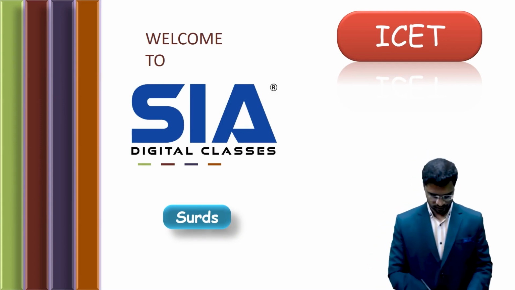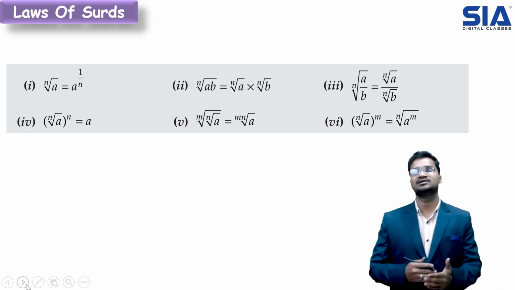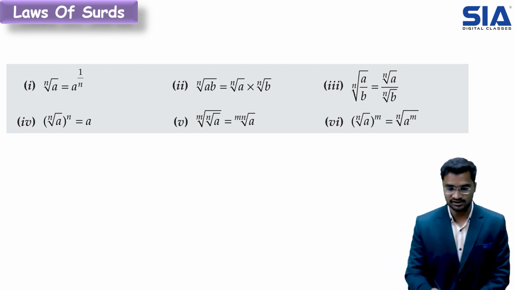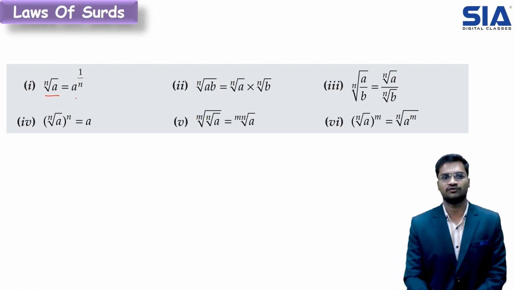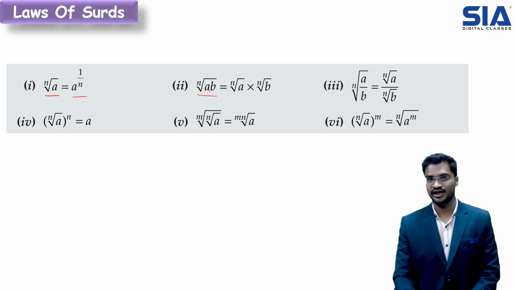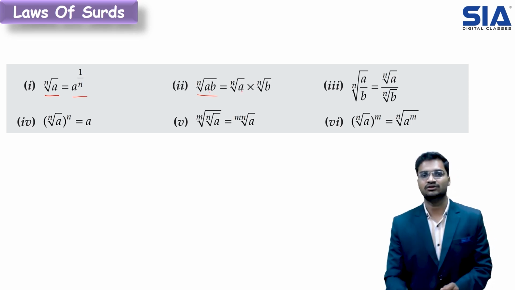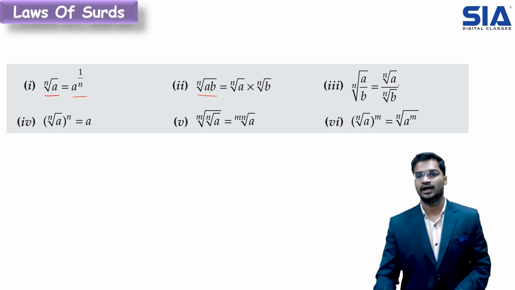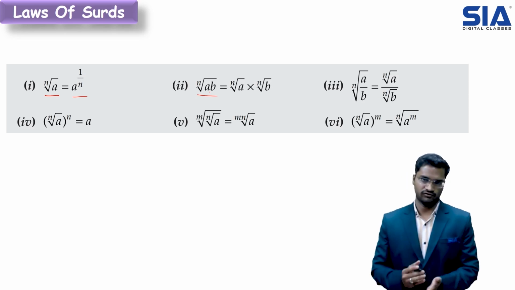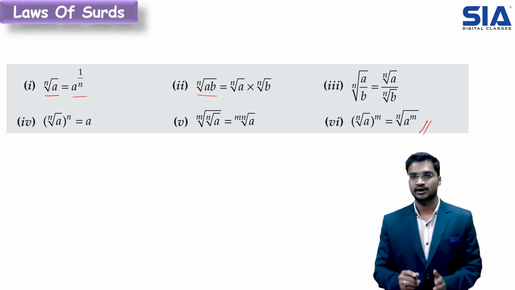So let us start. Basically there are some laws for surds. The first law says that whenever we have nth root of a, we can write it as a to the power of 1 by n. Whenever we have nth root of a into b, we can write it as nth root of a into nth root of b. In the same way, if we have nth root of a by b, we can write it as nth root of a by nth root of b. These are all the formulas of surds, so please take a note of them.